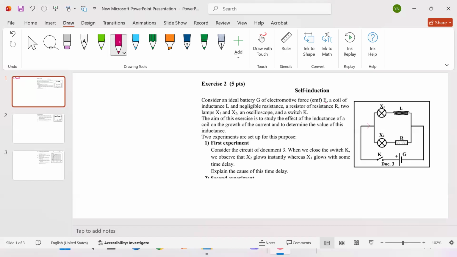Okay, so I talked about that in the previous video, and there is an exercise talking about the establishment of the current and the decay of the current. So if you're struggling with that, the last video is really important.